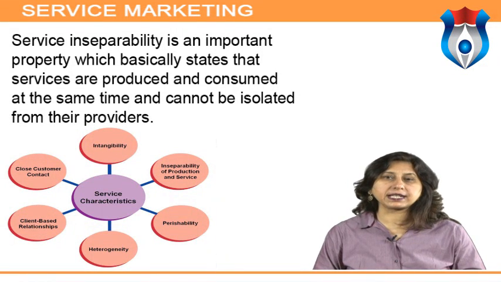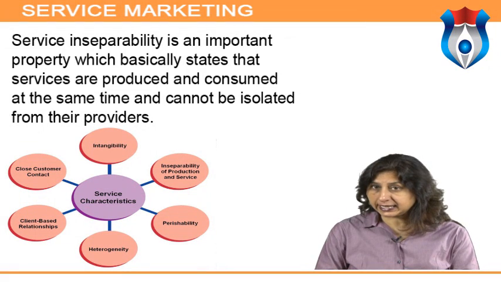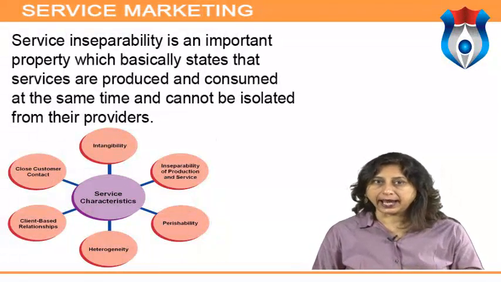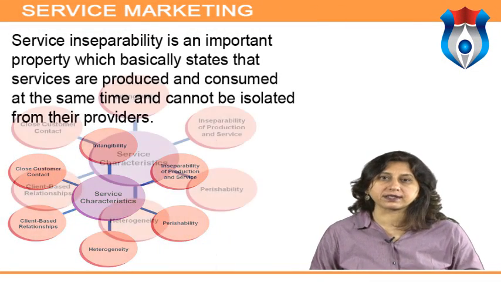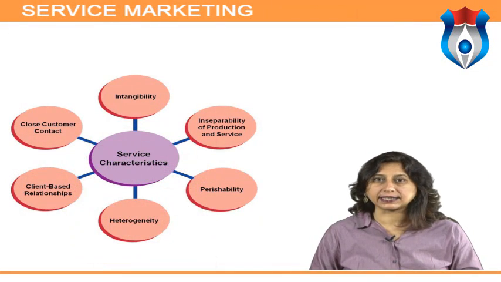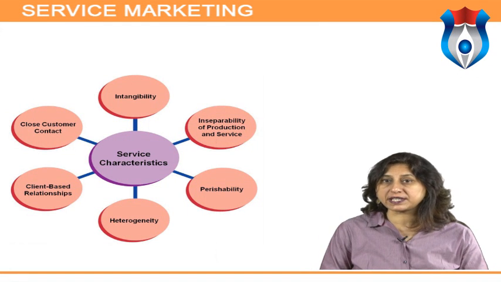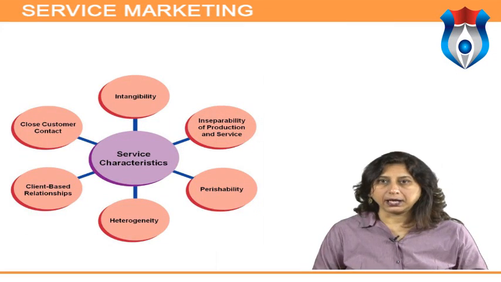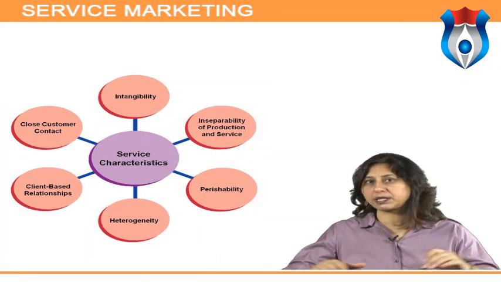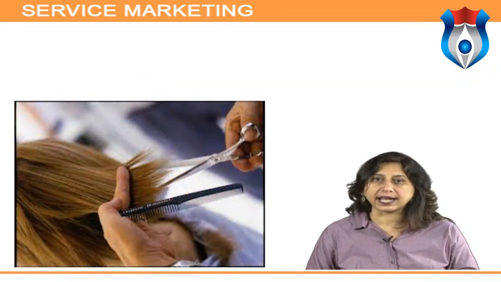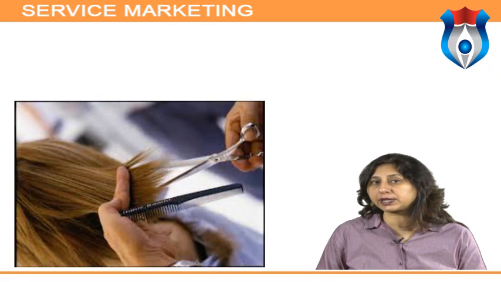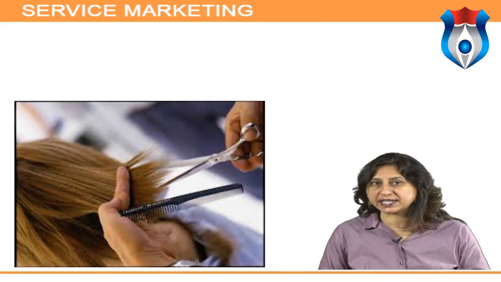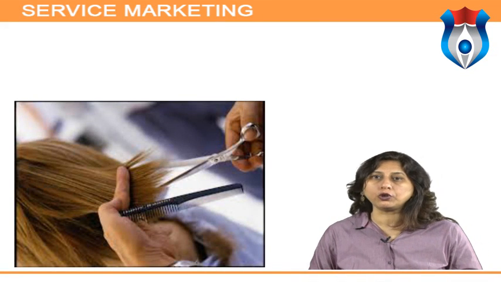Inseparability. After studying intangibility, we will move further and study inseparability. Service inseparability is an important property which basically states that services are produced and consumed at the same time and cannot be isolated from their providers. Inseparability of production and consumption means the production of a service cannot be separated from its consumption by customers. Production and consumption are simultaneous. Although the manufacturer of a tangible good may never see an actual customer, customers often must be present during the production of a service and cannot take the service home.